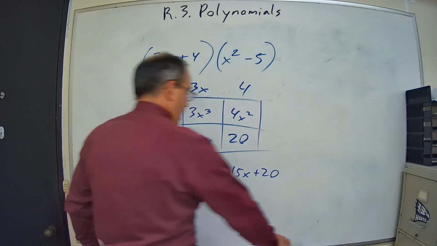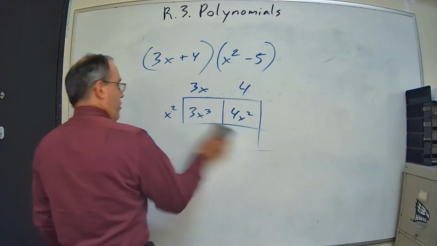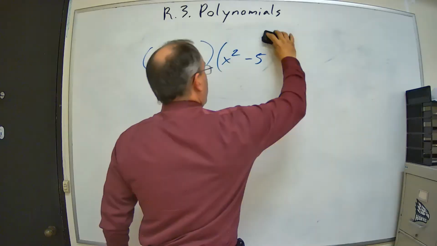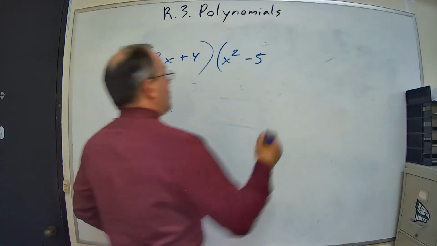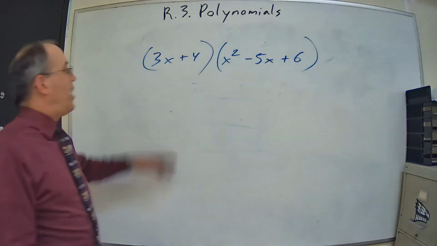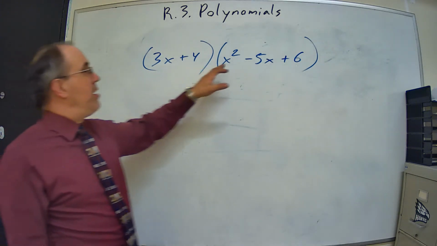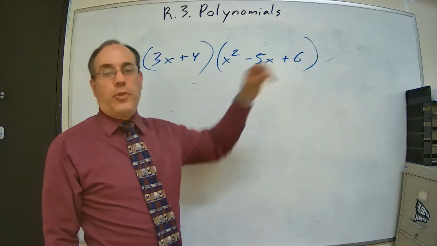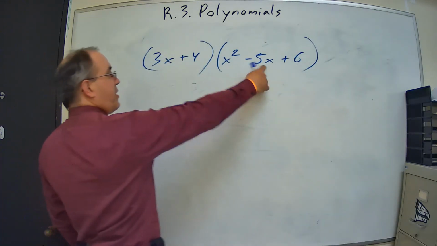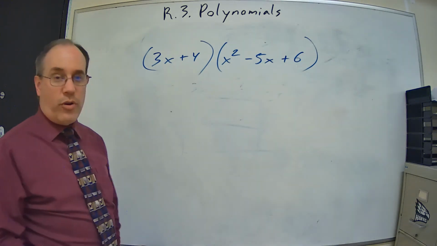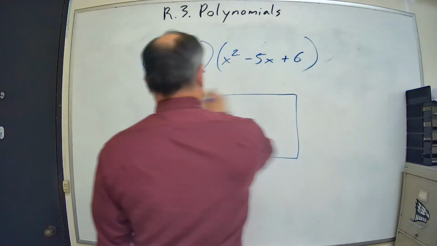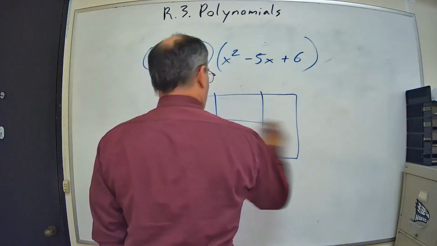So let's take a look at that and verify that. Let's turn this into a binomial multiplied by a trinomial, x squared minus 5x plus 6. So now I have a binomial, 3x plus 4, multiplied by x squared minus 5x plus 6. Now, we can't do FOIL because we've got this extra term in there, so that's not going to work. So we can use our table, and we're just going to do 3 columns and 2 rows.